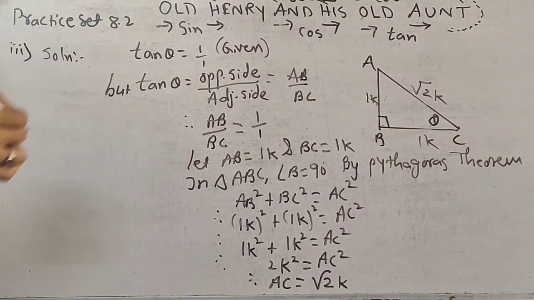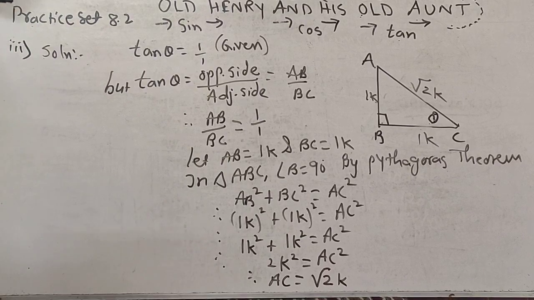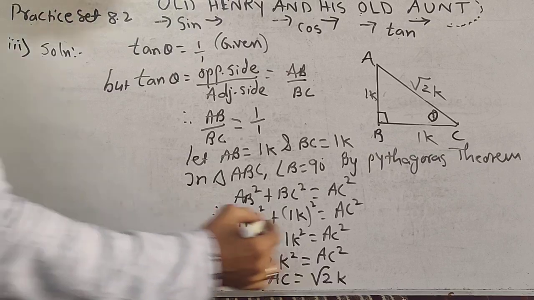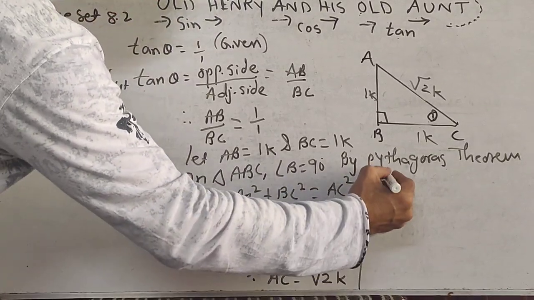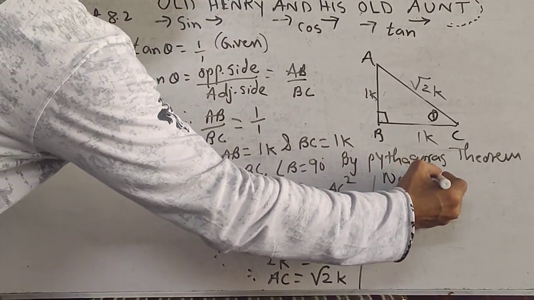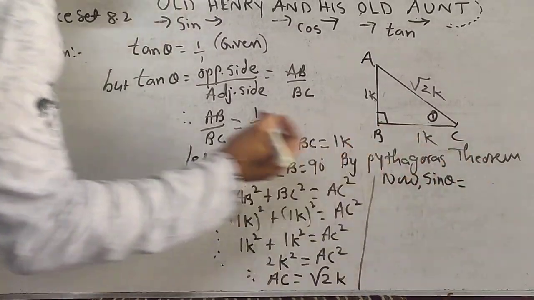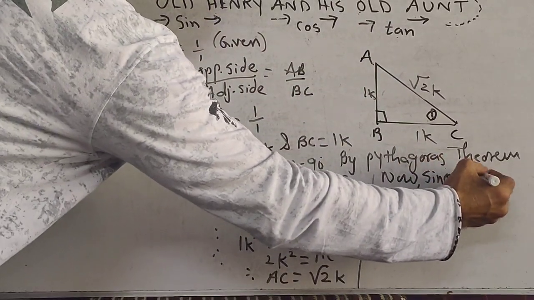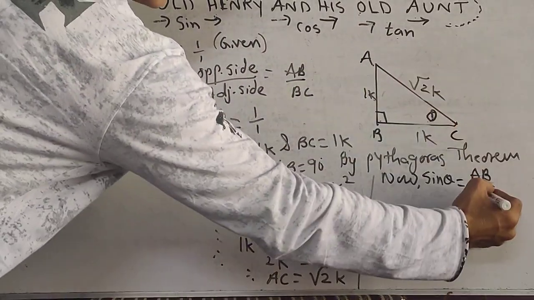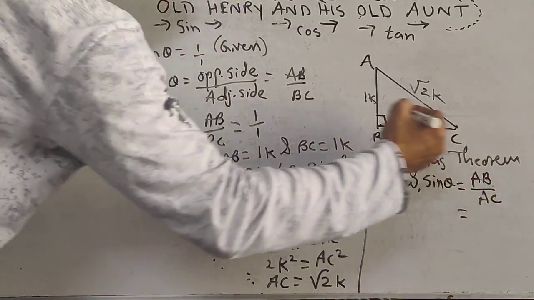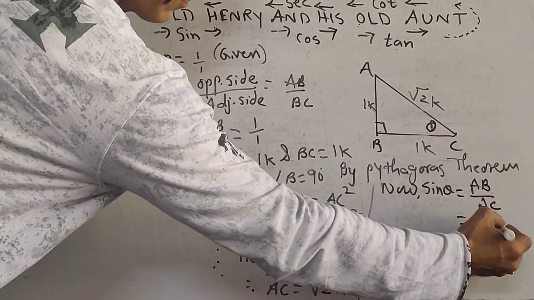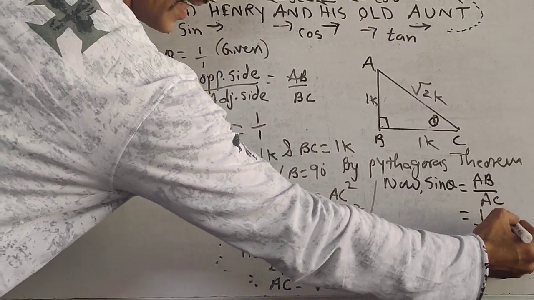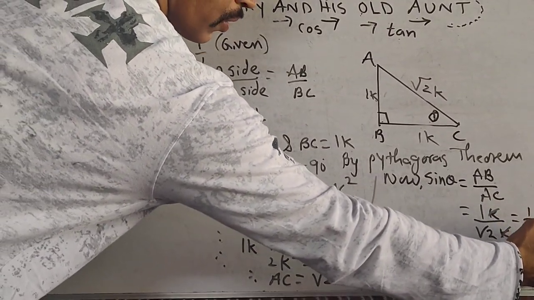Okay, after this now you want the value of sin and cos. हमको चाहिए sin theta and cos theta. So I am writing here. Okay, now sin theta. What is the formula for sin theta? You know, opposite side upon hypotenuse. Opposite side is AB, hypotenuse is AC. So AB is 1k and AC is root 2k. K will get cancelled. You will get 1 upon root 2.